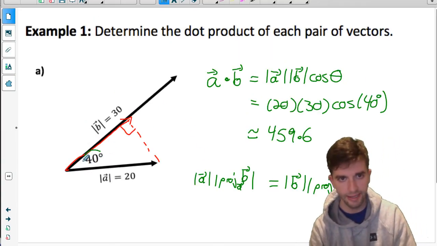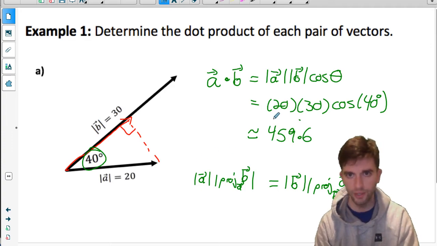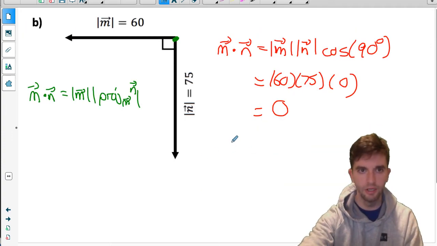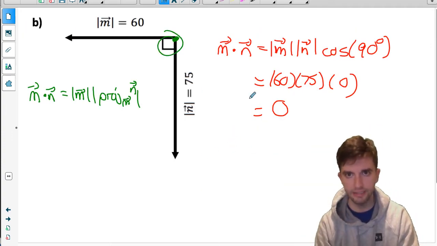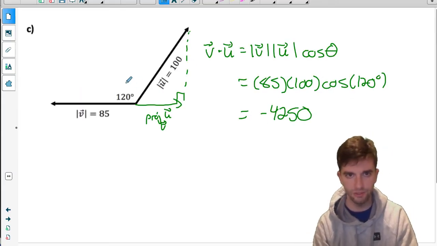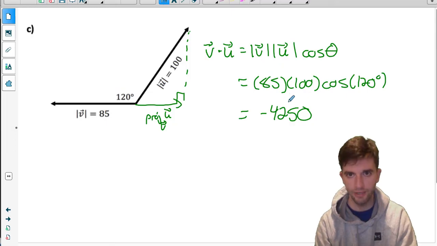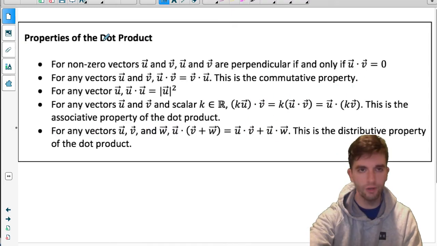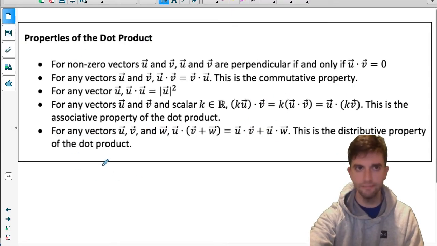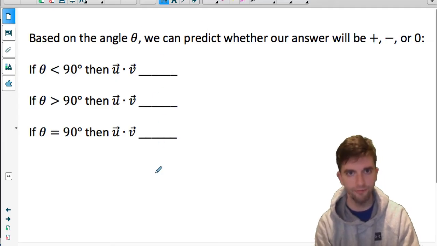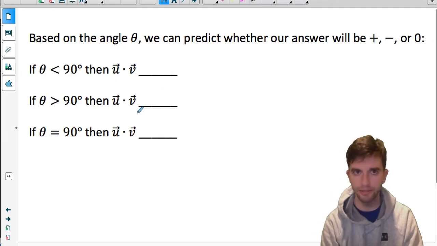So we went through 3 very specific examples for dot product of geometric vectors. The first one, the angle was between 0 and 90. We got a positive dot product. The second one, the angle was 90. We got a dot product of 0. And the third one, the angle was between 90 and 180, and we got a negative dot product. We'll come back and talk about this chart in just a second. I just want to fill this part out while it's fresh in our mind.